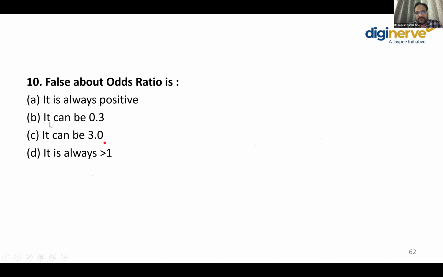It means either option B is wrong or option D is wrong. A and C cannot be the answer. Either B is the answer or D is the answer. But we know that it cannot be always greater than one. And this is a thumb rule. Just remember it. In MCQs, when an option is saying always, it should click in your mind.